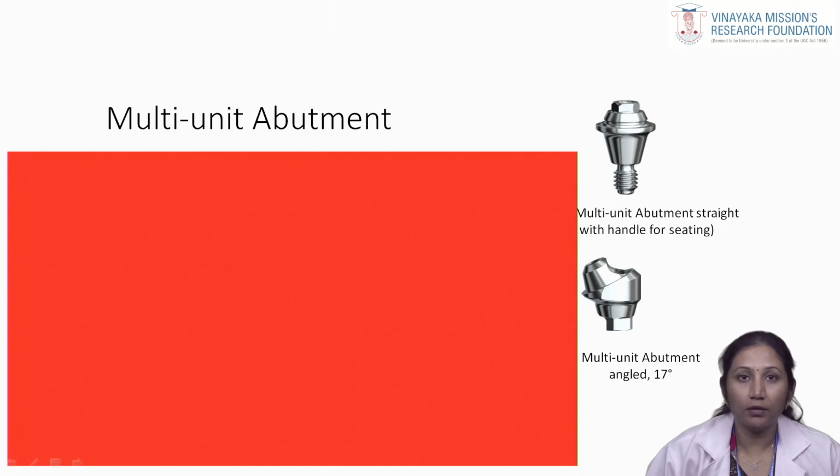We also have an angled multi-unit abutment, and the angle varies between 17 degrees, 20 degrees, 25 degrees and up to 35 degrees based upon the manufacturer. These angled abutments are used to align the prosthesis parallel when the implants are placed in different angulations. It restores the restorative platforms.